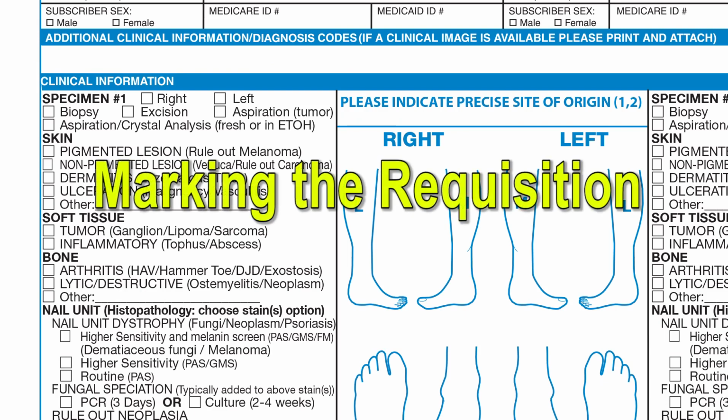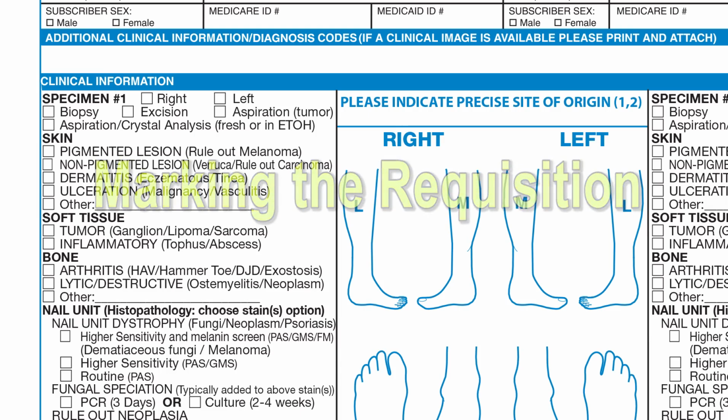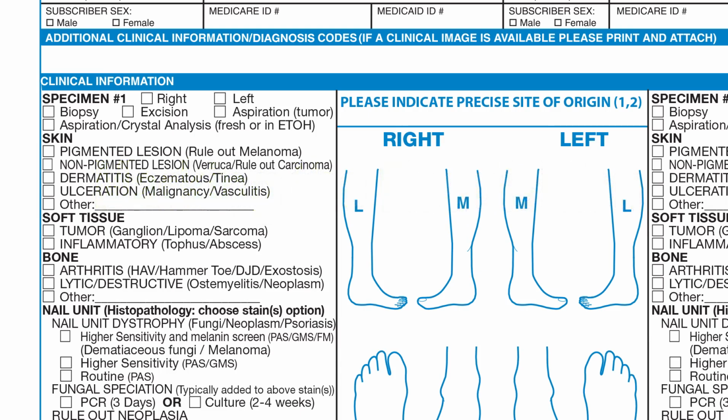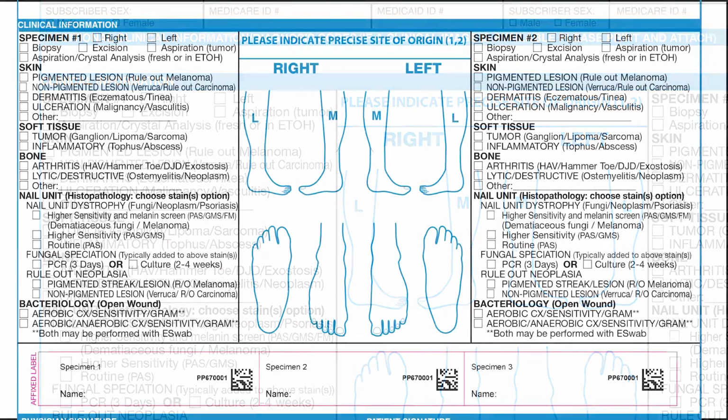Marking the requisition. We provide boxes next to all fields in the areas containing specimen information and orders. Please mark the boxes clearly so that no interpretation needs to be applied. If an error is made, please strike through the mistake, initial the mistake, and mark the correct box.